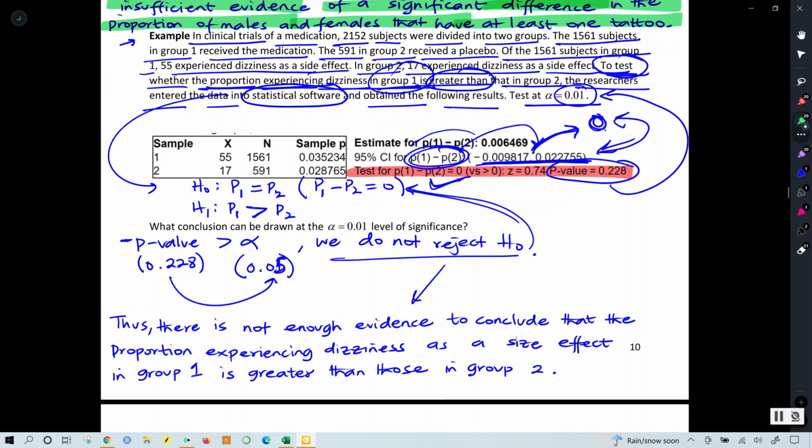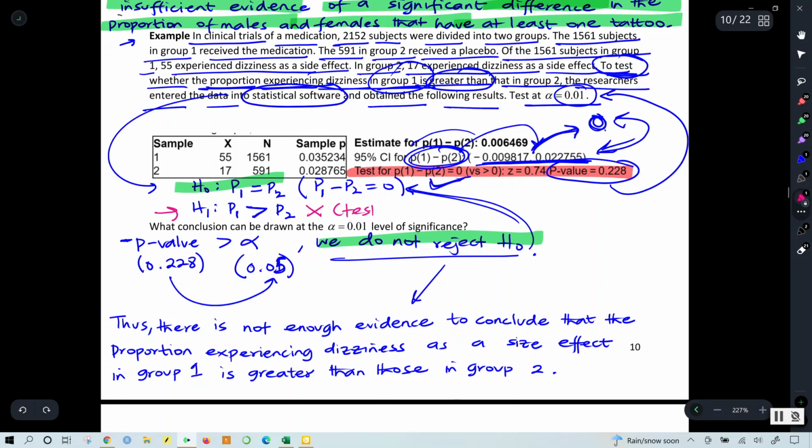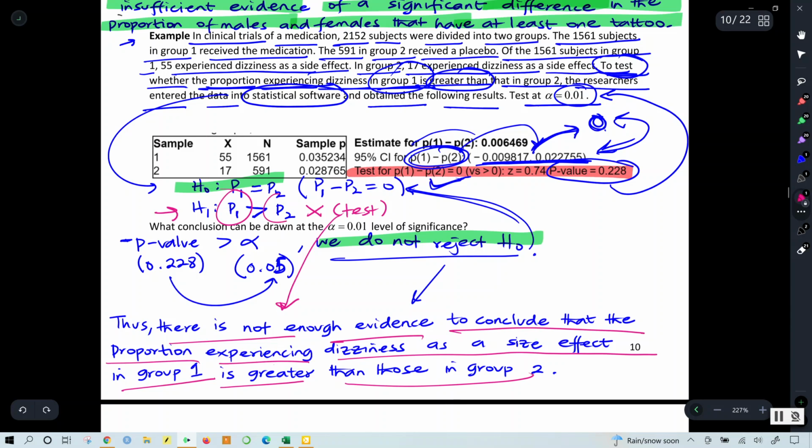So since we do not reject the null hypothesis, it means that we do not have enough evidence for the alternative that we wanted to test. And that implies, by extension, that there is not enough evidence to conclude that the proportion experiencing dizziness as a side effect in group 1, represented by P1, is greater than those in group 2.